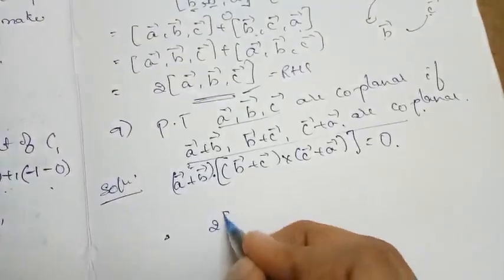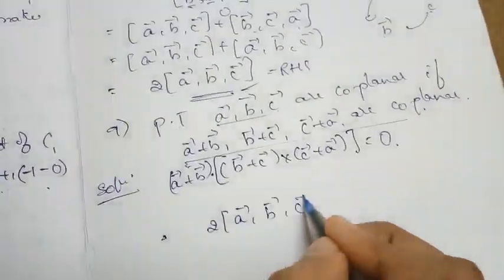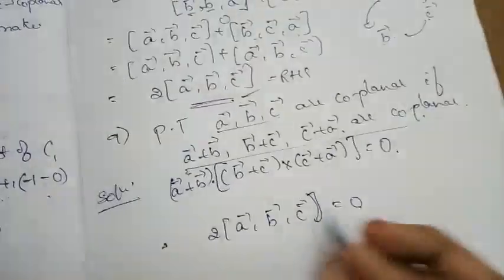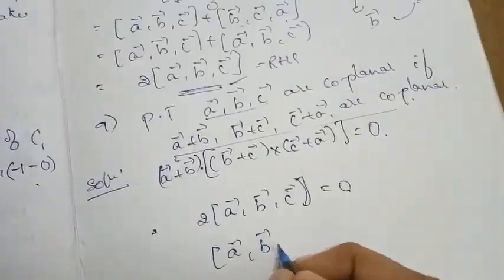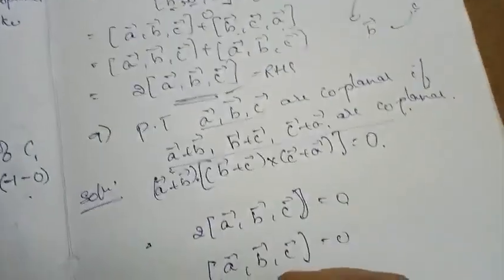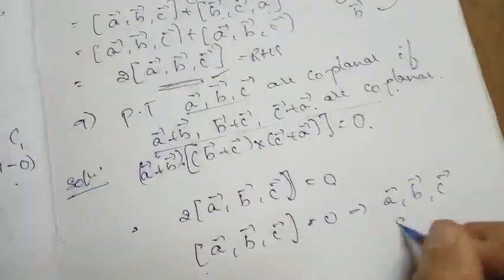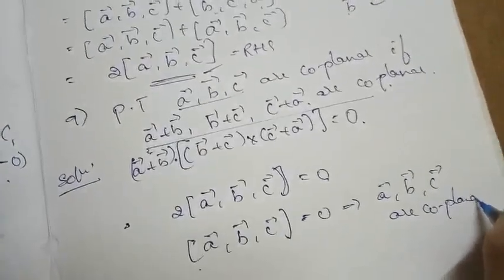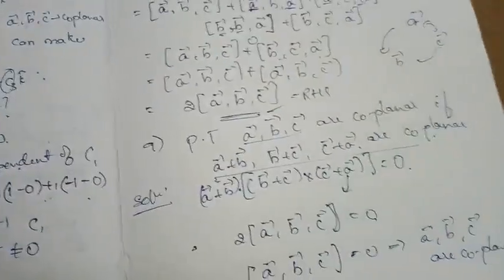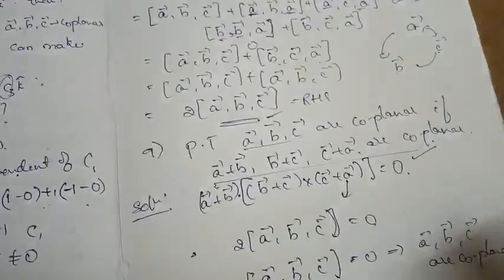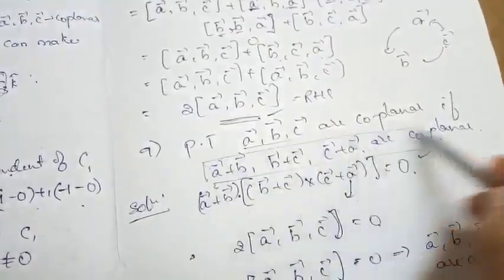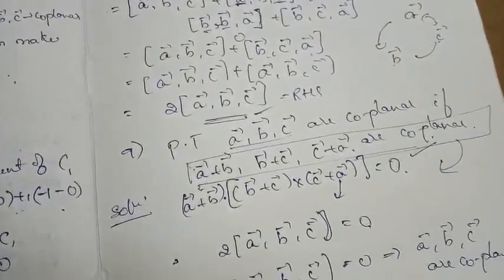So solve this one. It follows in a similar way. At the end, we are going to get 2 times [A, B, C] is equal to 0. The 2 goes to that side, so [A, B, C] is equal to 0. So if the scalar triple product of three vectors is equal to 0, what does that imply? Vectors A, B, C are coplanar. So solving this part is similar to this question. You can do it by yourself. So this is the hint. You need to get the idea of writing this statement in mathematical notation form.